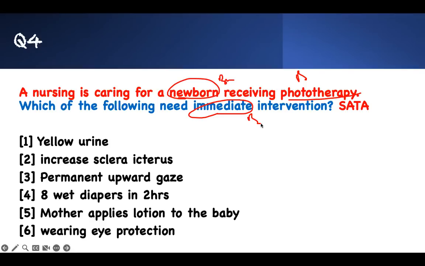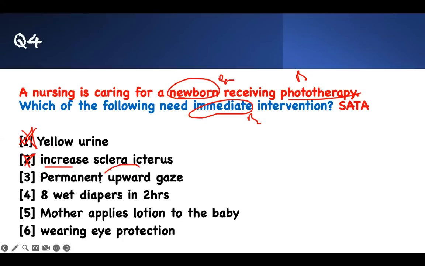They're being exposed to UV light in order to break down the bilirubin. Otherwise, they will develop brain injury, kernicterus. Because of that, we need to monitor them for brainstem neurological problems from the high level of bilirubin. When you give them phototherapy, it breaks down the bilirubin, and they pee and have bowel movements with that. So you expect the urine to be what? To be yellow. So this does not need any intervention. The scleral icterus is also going to be yellow, even though it says increasing. As the bilirubin breaks down, it becomes more yellow, but it gets better.